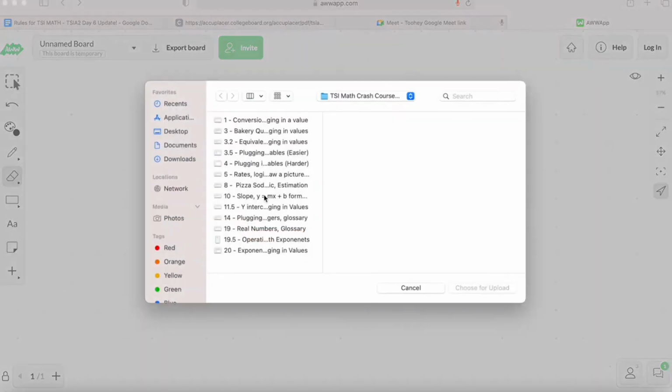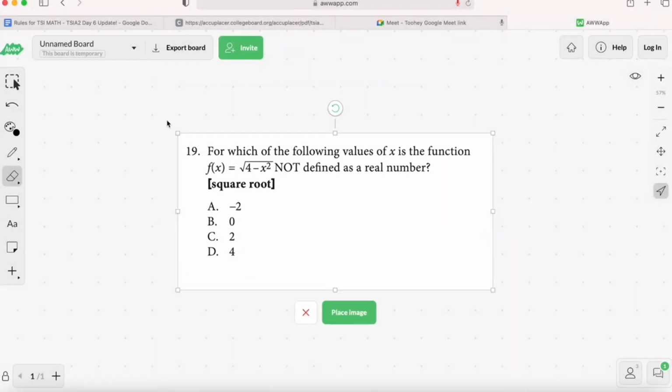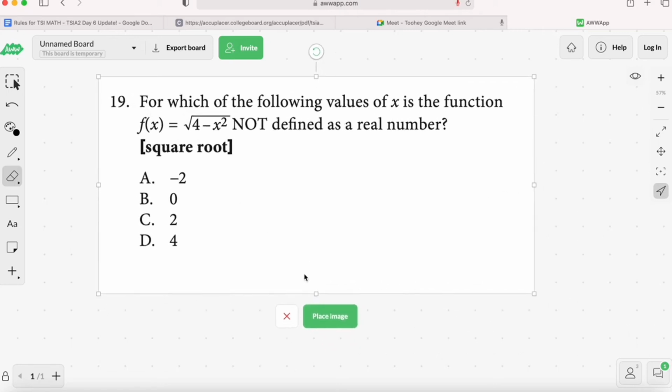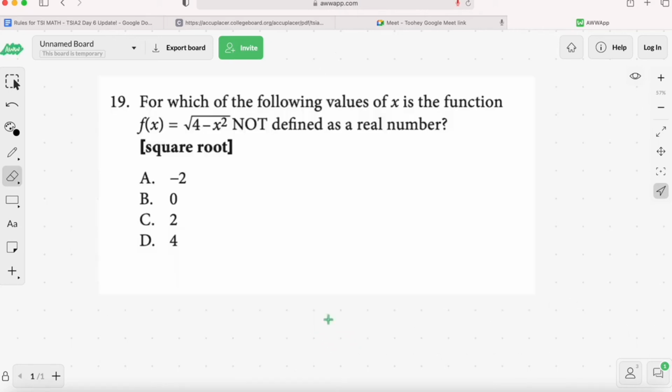And I think this other question here requires us to have a handle on some of these terms in the glossary. Question number 19. Go ahead and read question 19 for us, please. For which of the following values of x is the function f of x equals the square root of 4 minus x squared not defined as a real number? Ooh, there's a lot going on here.